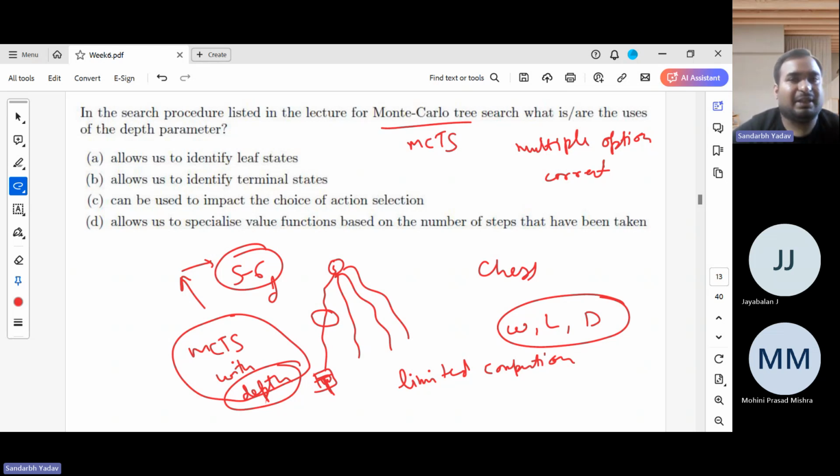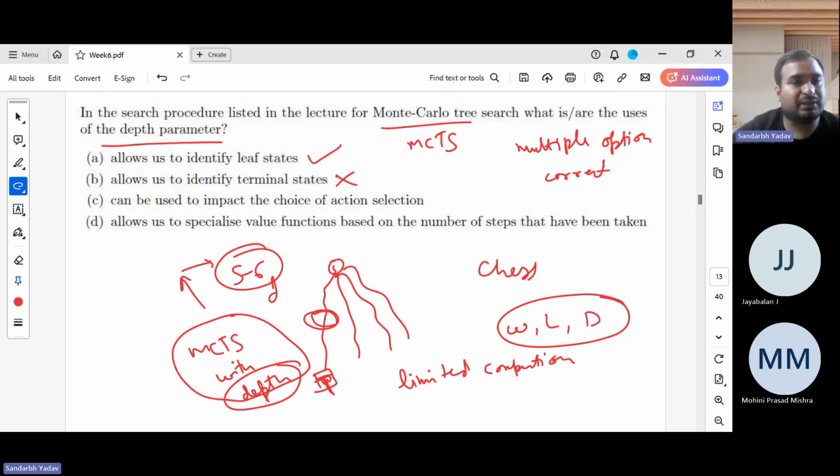The question asks which of the following are uses of the depth parameter. It allows us to identify leaf states. Yes, this is true. This is the terminal state and this is the leaf. The leaf state is the state where we plug in the bootstrapped value. On every trajectory you can go till depth deep and say this is the leaf state. So it allows us to identify leaf states, but does it allow us to identify terminal states? We don't know, because a terminal state might appear much after the leaf states. So this is wrong.